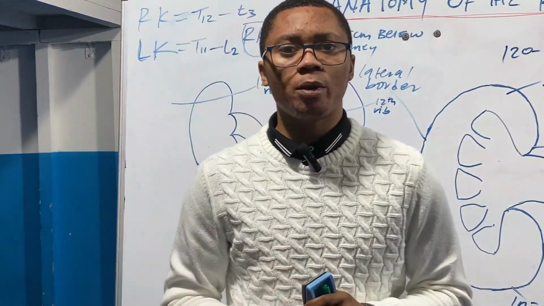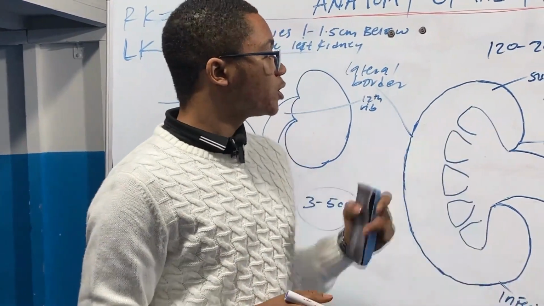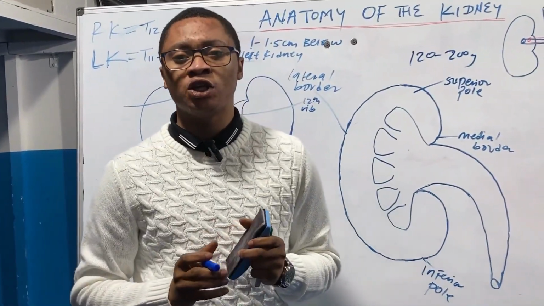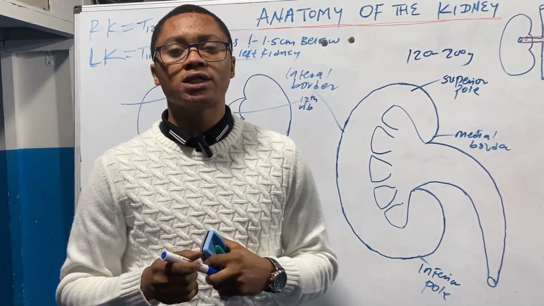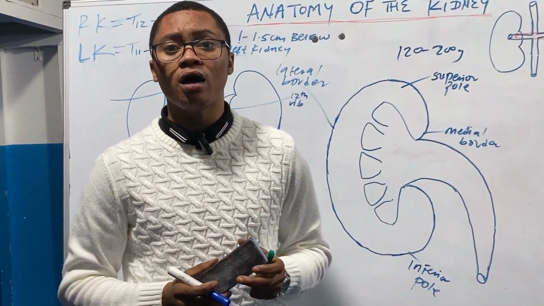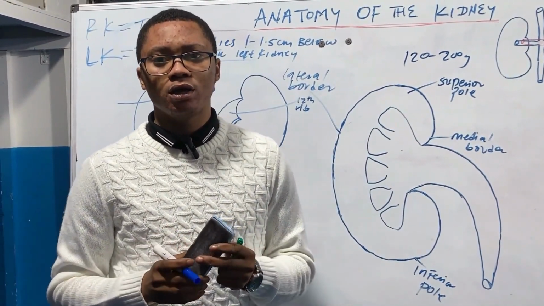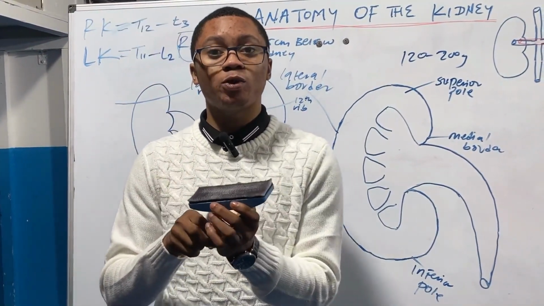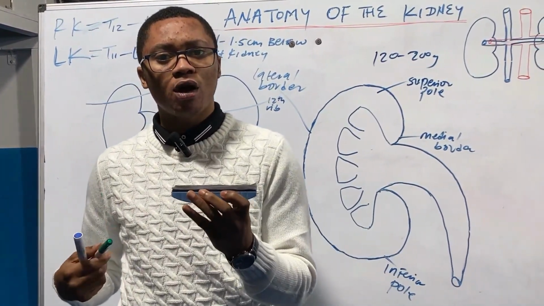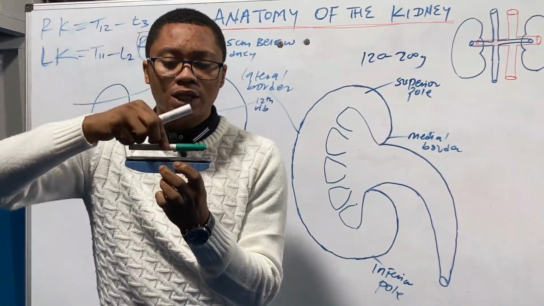So let's now talk about the kidney support system. What supports the kidney? What holds the kidney in place in the human body? There are several kidney support systems, and the first we're going to talk about is the renal bed. The renal bed, like a bed where we lie on, is just an excavation in the posterior abdominal wall where the kidney lies.